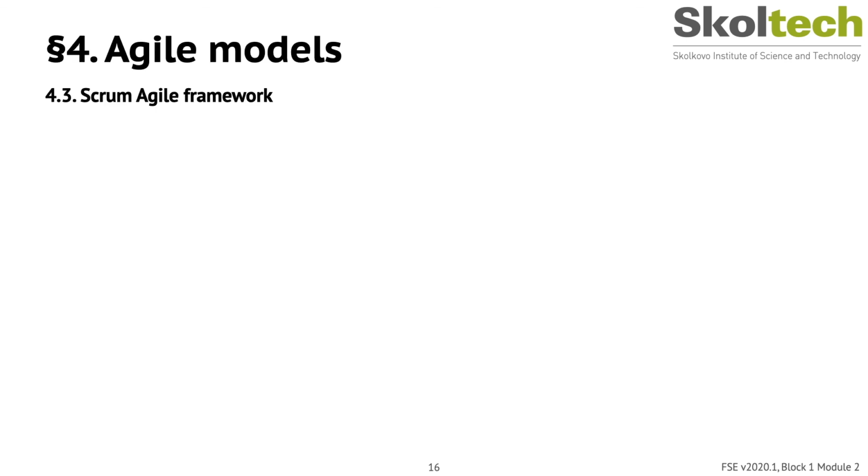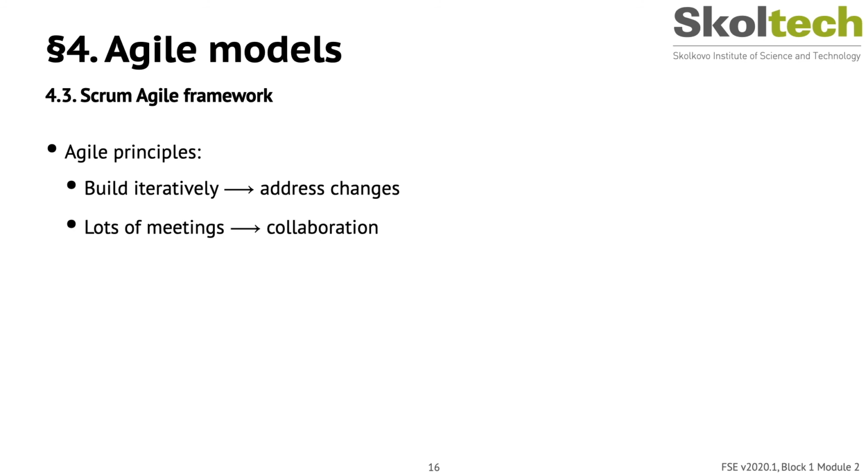You can see how Scrum contributes to the implementation of Agile principles. By building iteratively, the team is able to address changes in the requirements and customer needs. Lots of meetings facilitate collaboration between team members, the product owner, and the Scrum Master. The framework encourages continuous improvement with retrospective meetings. You can think of different principles being implemented in the Scrum framework yourself.